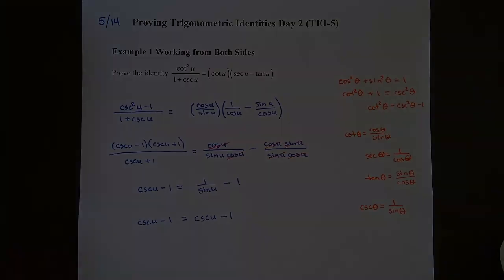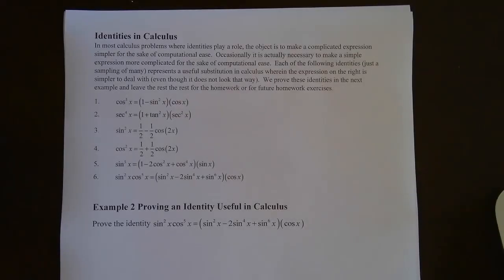Okay. So in calculus, a lot of times, we want to take something that's complex and then use identities to make it simpler. And I've talked about that, right? But occasionally, we need to take something that's simple and make it more complex in order to do calculus on it. So these are just a few of them. Some of these I've given you in homework. And we want to prove that these identities work. So we're going to look at this next one that's a useful one that's used in calculus.